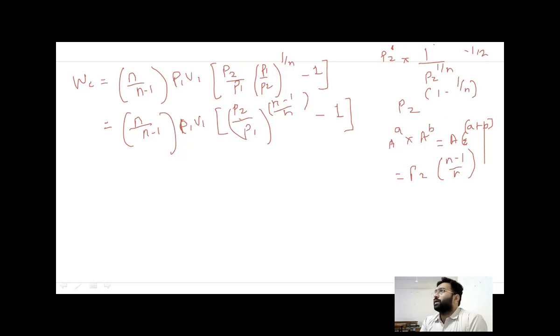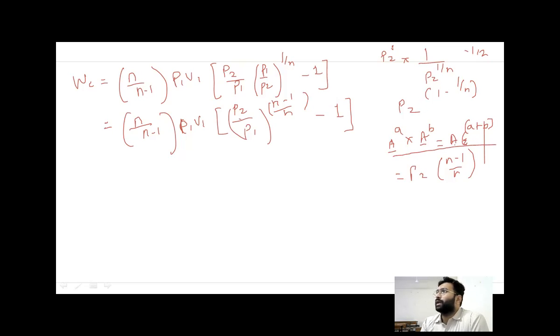Okay, anybody not understood this? I will explain again. The rule is: any number raised to its index, if the base is the same and such a multiplication is there, then we can write a raised to a plus b. This is the mathematical rule.